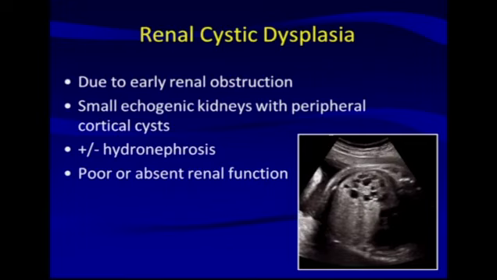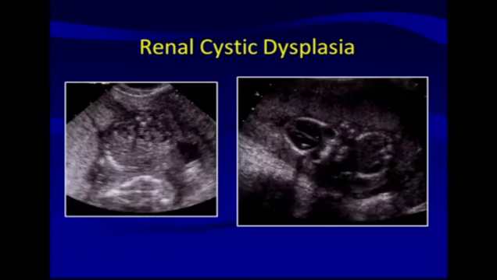And you may or may not see the underlying hydronephrosis because if there is poor or absent renal function, there's no longer urine being generated to distend the collecting system proximal to the obstruction.